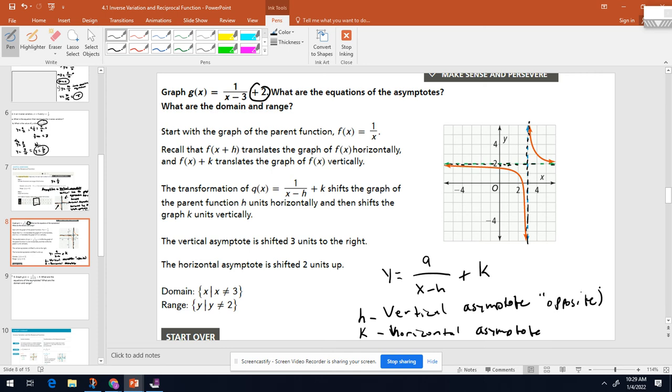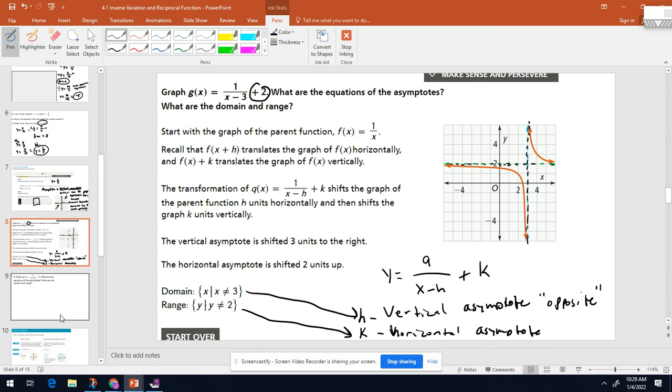Now if you take a look at the way they wrote out the domain, the domain deals with this h right here. It's all real numbers except the value that makes the denominator 0, which would be 3. And then the range is all of the y values except k. These are linked: my k deals with the range, the value y can't equal, and the domain is my h.